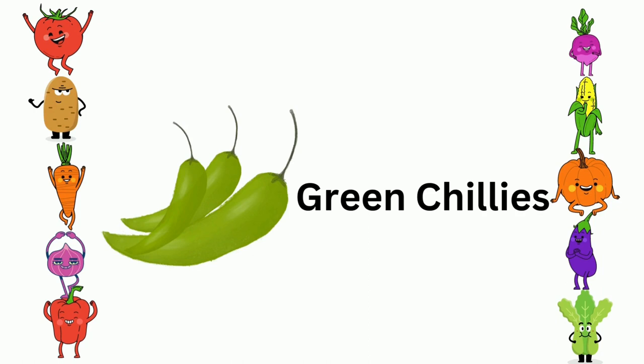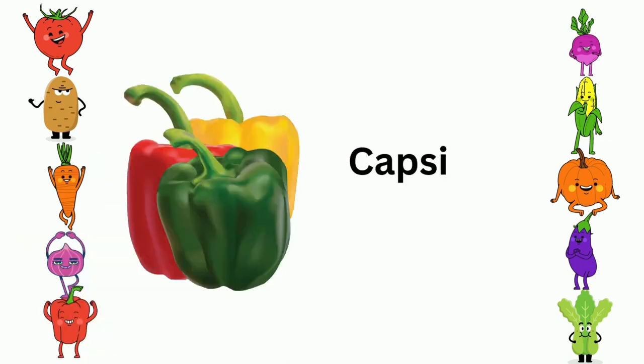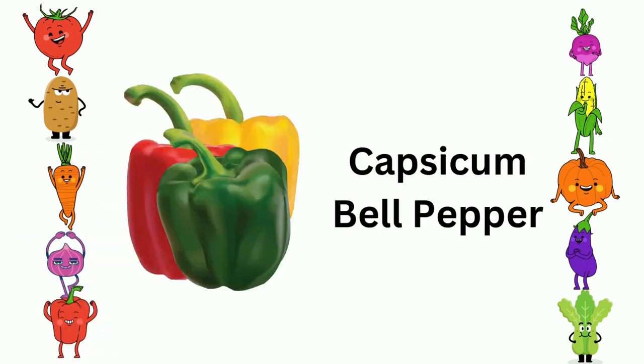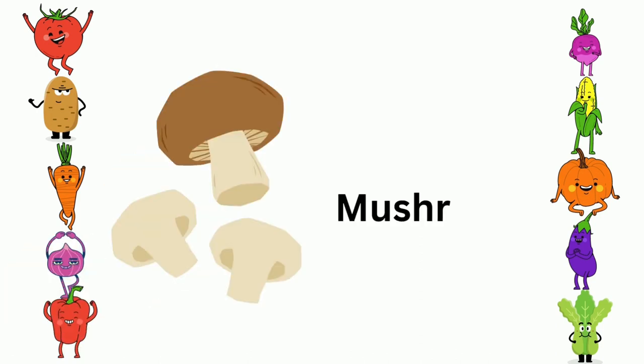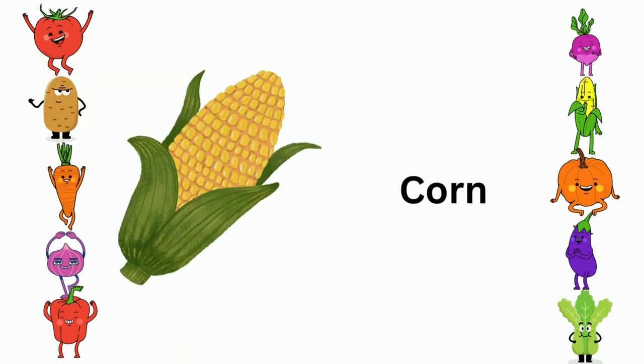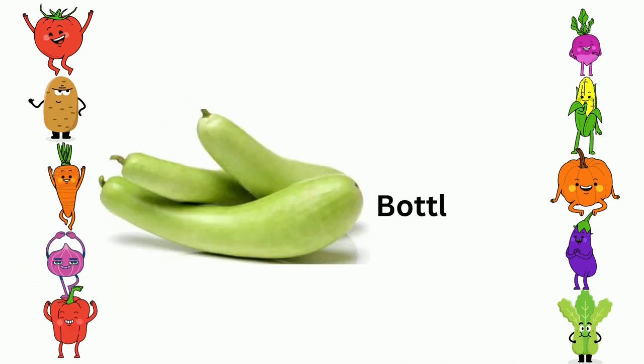Green chilies. What is this? Green chilies. Peas. My favorite peas. Capsicum and bell pepper. Asparagus. Mushrooms. Corn. Say corn. Bitter gourd. Bitter gourd. Bitter gourd.